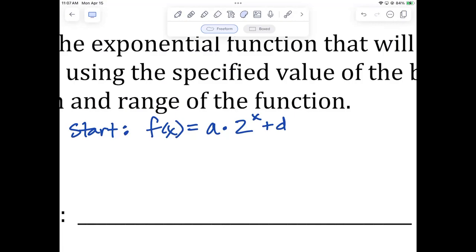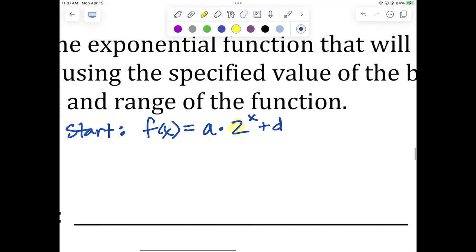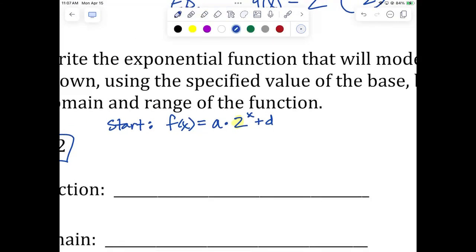Let's take c out of it. I plugged my base in. I took c out of the equation. I've got a and d. Okay, now, the first thing that you want to do is get the d value from the graph.